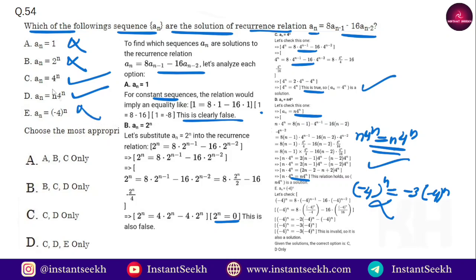So your correct answer: the solutions for this recurrence relation will be an equal to 4 raised to n and an equal to n into 4 raised to n. That is your option C and D, and C and D only are the solution. That is your answer. Option C is your correct answer for this particular question. Let's move on to the next.